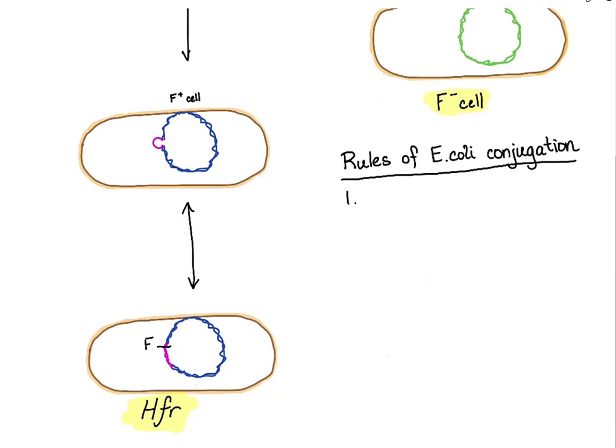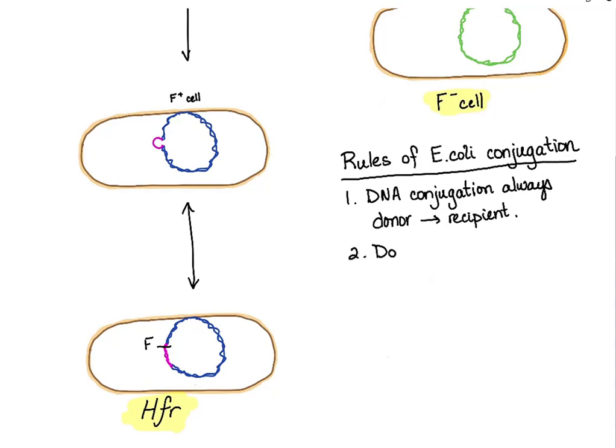One rule is that conjugation is a one-way street. In other words, DNA flows from a donor to a recipient. It is not a double exchange. The recipient doesn't give something back. And the donor is always going to be the one that carries the F factor. In other words, the donor must make the conjugation pilus to initiate conjugation.